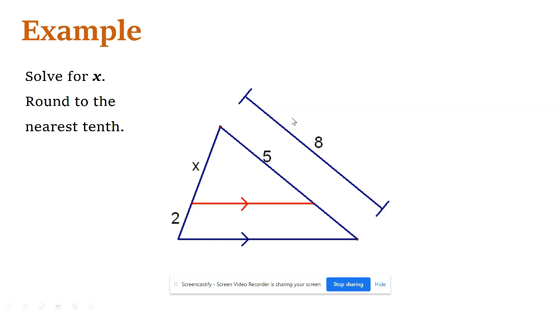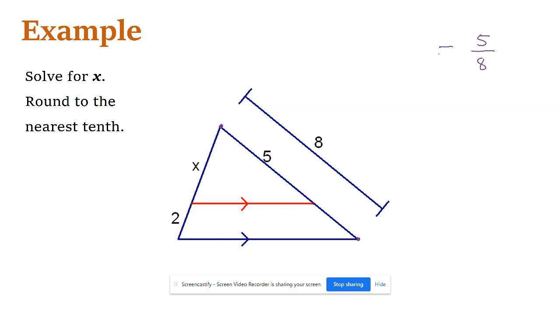All right. This one, it says to round to the nearest tenth. That tells us it's probably going to be a decimal. So here's one thing I look at here. I see 5 and 8. And again, 5 is a part, like the top part. 8 is the whole thing. It's from the top to the bottom of the triangle. It's the entire side of the big triangle.